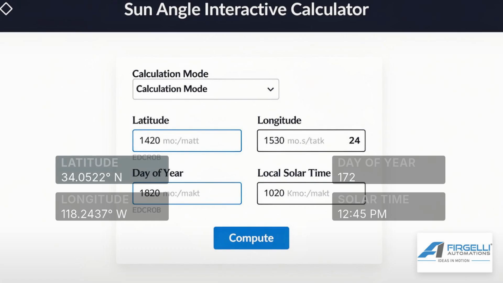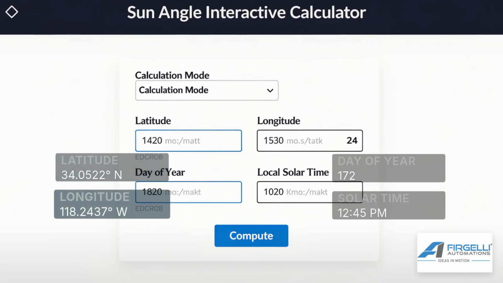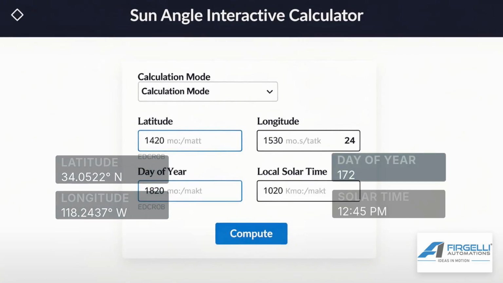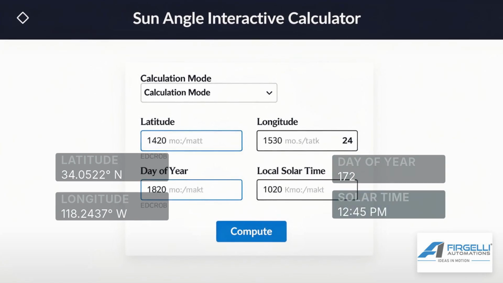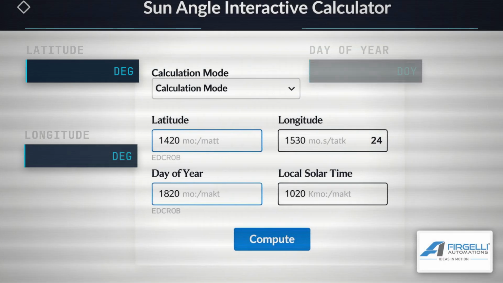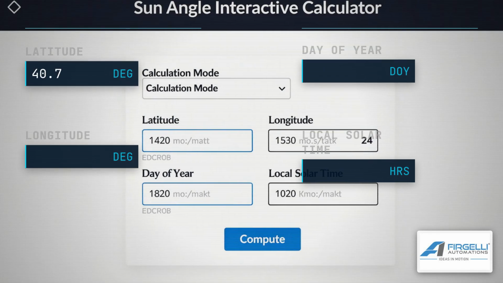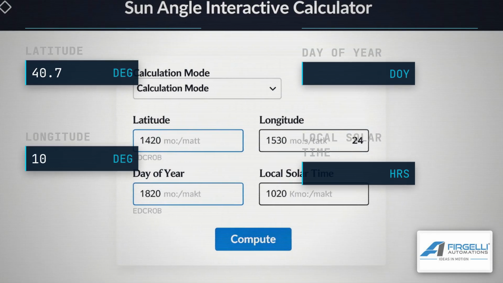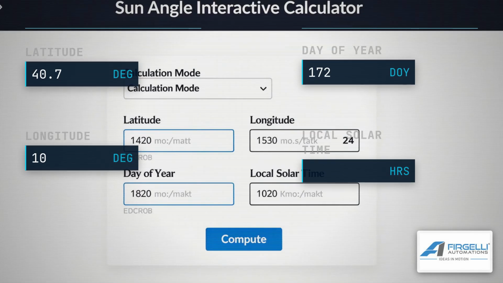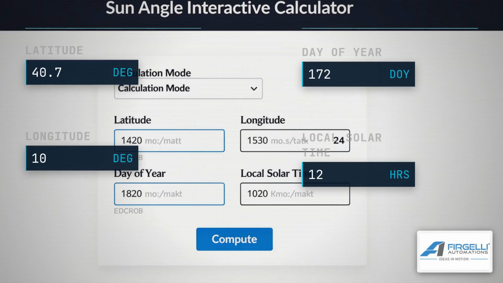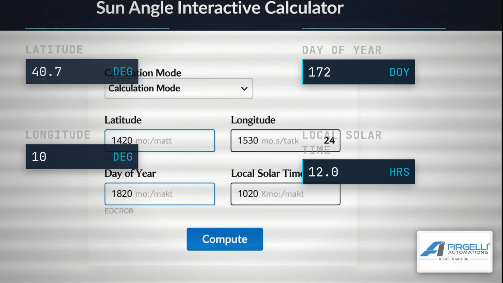Enter your latitude in degrees, longitude in degrees, day of year from 1 to 365, and local solar time in hours. For our worked example, I'll input latitude 40.7 degrees, longitude 10 degrees, day of year 172, which is June 21st, and local solar time 12.0 hours for solar noon.